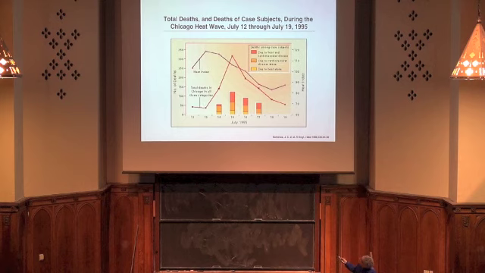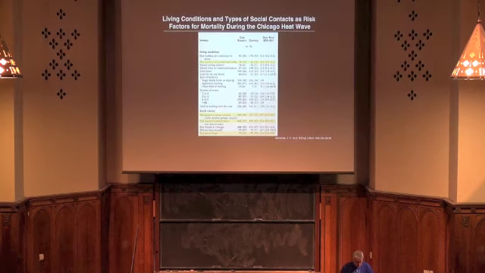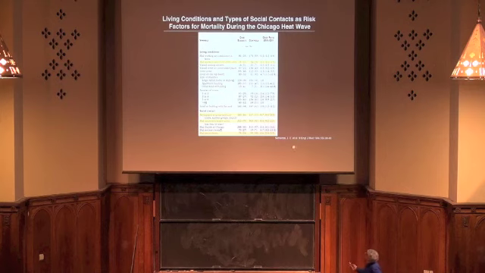And this is the total deaths in Chicago from all three categories: due to cardiovascular disease, due to heat and cardiovascular disease alone, and due to heart disease alone, really spiking during the peak of the heat wave. But the question is, how do living conditions and types of social contact and neighborhood effects affect the probability of survival? And this is a slide taken from some readings.